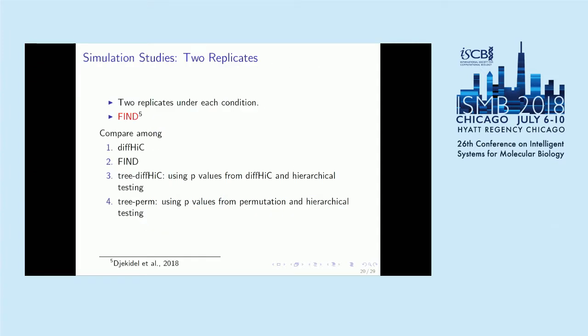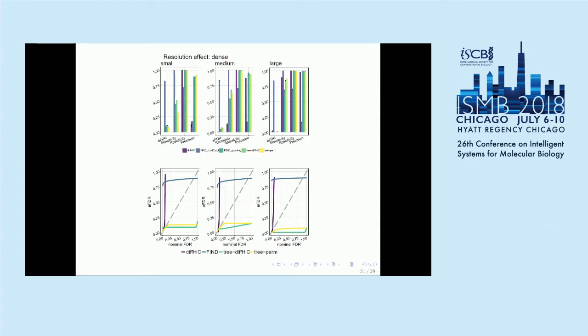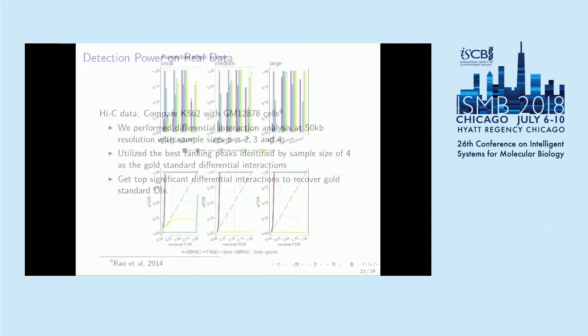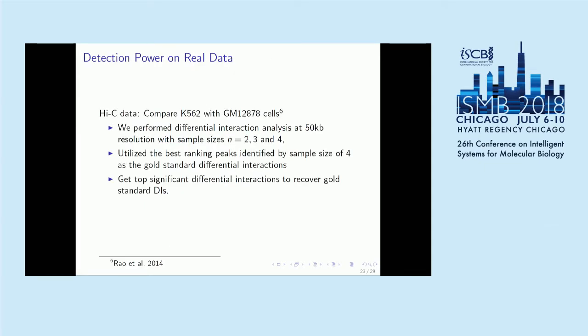In the second simulation, we simulate using FIND. There will be a specific talk about FIND this afternoon. We simulate two replicates under each condition and compare with DIFHiC, FIND, and using the DIFHiC p-value and tree structure, basically TreeDIFHiC and tree permutation. And again, using TreeHiC, we can control the FDR and achieve decent specificity and sensitivity. Okay, so that is about simulation.